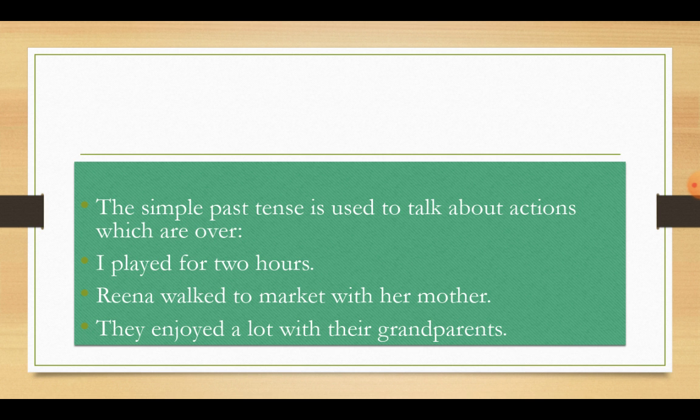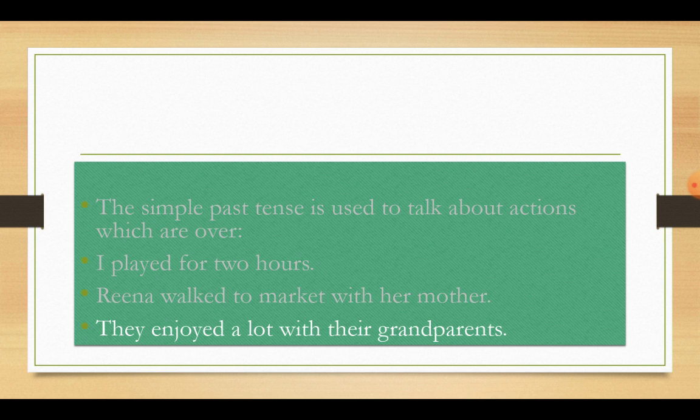I've already played for 2 hours. Reena walked to market with her mother. When she went to market, she had walked. They enjoyed it. Now they are not enjoying. Somewhere in the past, they enjoyed a lot with their grandparents. This is what we call simple past tense.